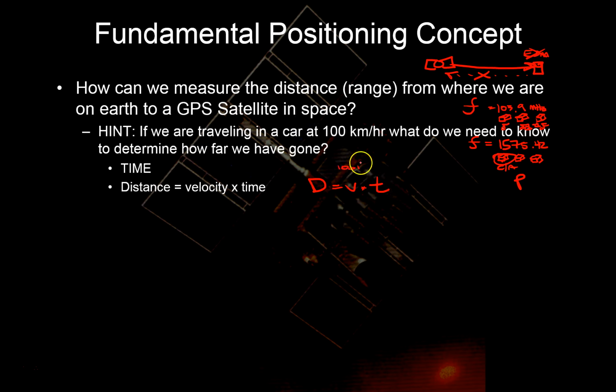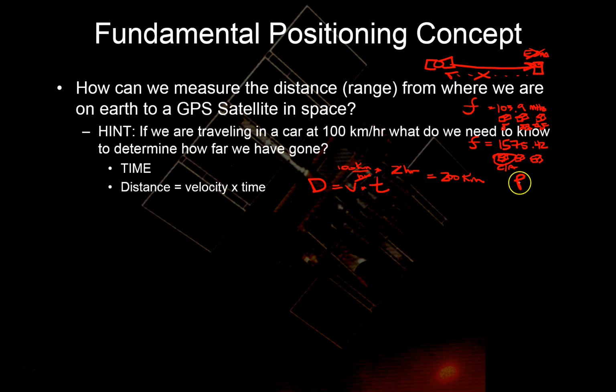So we're traveling at 100 kilometers per hour. That's our velocity or speed. And we travel that for 2 hours. So the hours would cancel, and then we could safely say that we've traveled 200 kilometers. We get a distance from that. Well, it's actually the same thing that we do here with regards to the CA code.